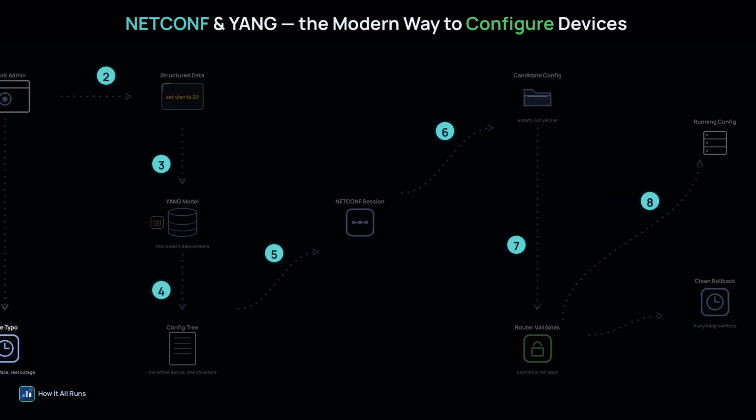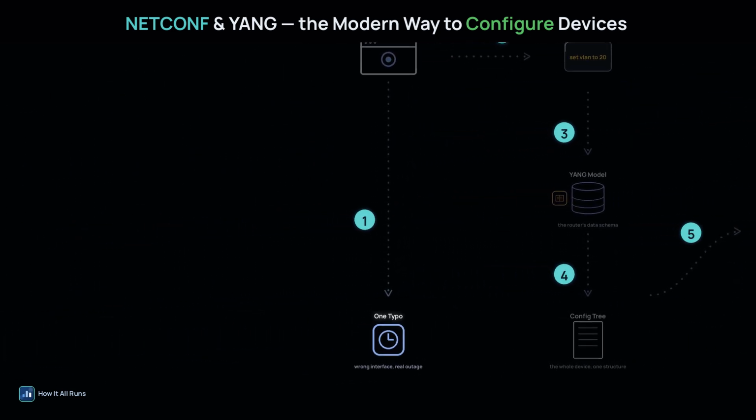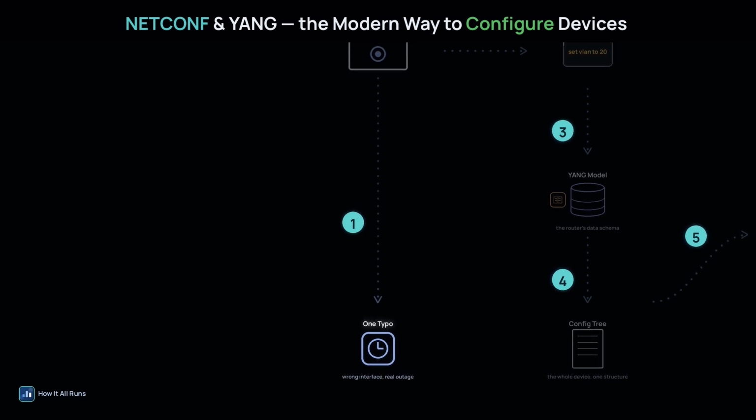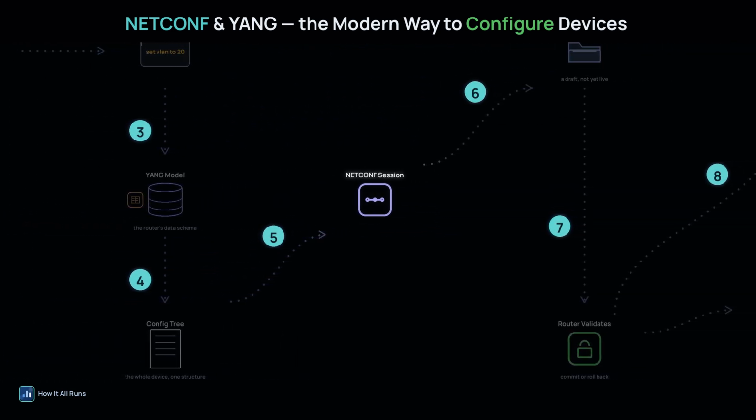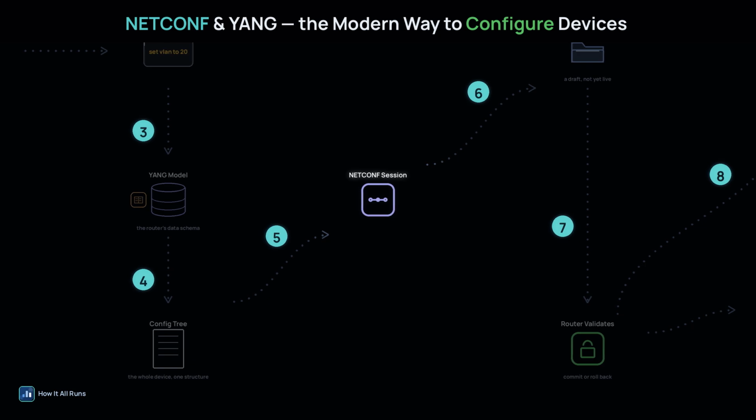Compare that to the typed command world. A bad interactive command applies the instant it's entered, and only a second corrective command can undo the damage after traffic has already broken. The exact same structured data, sent over the exact same NETCONF session, works identically whether it targets one router or is replayed automatically across 100 of them.